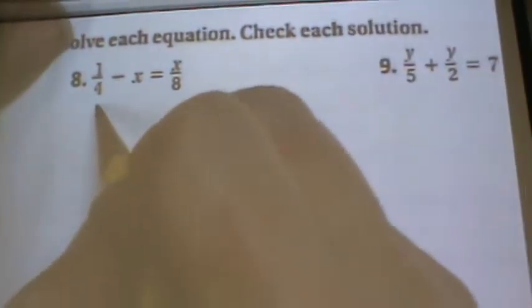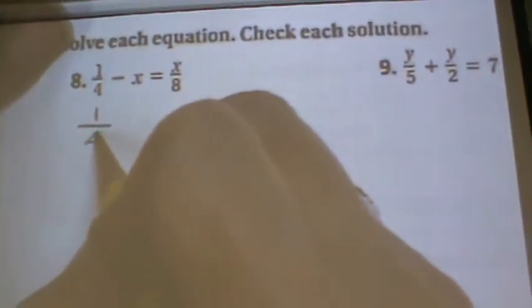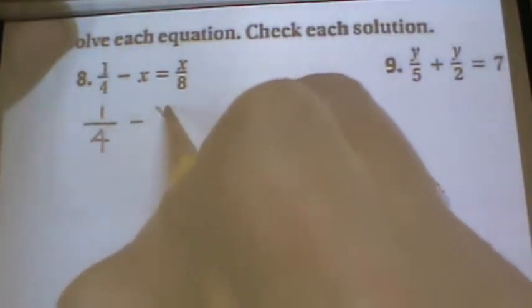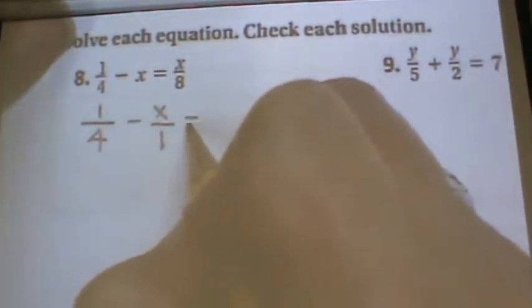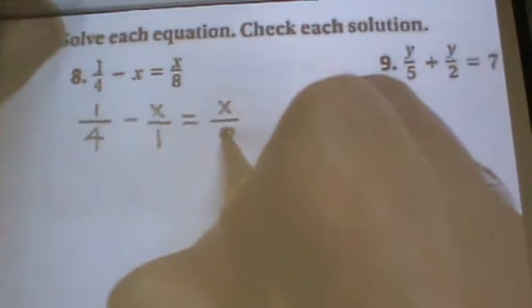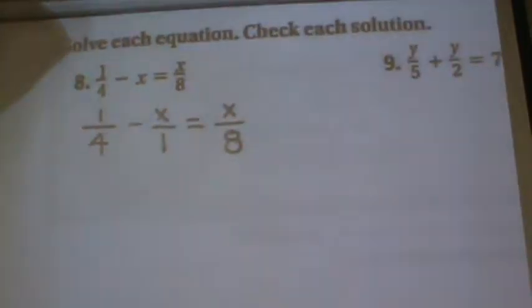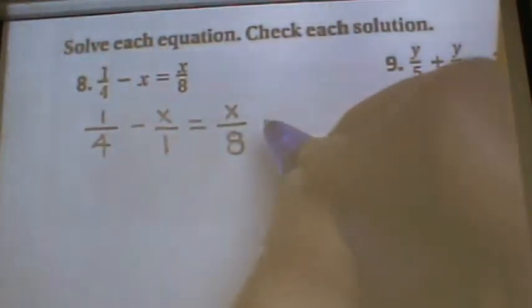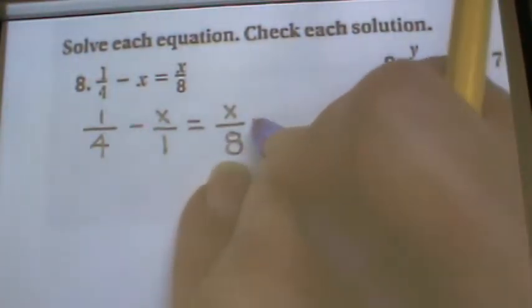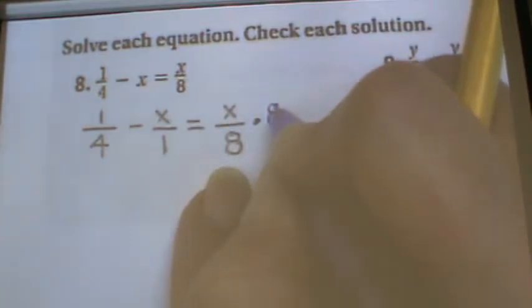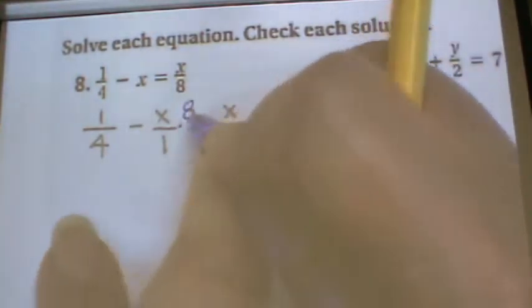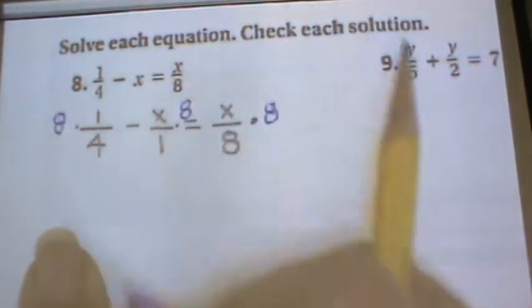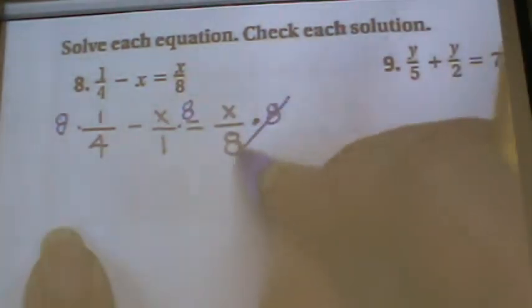Okay, so this first one, you have 1/4 minus... I like to make fractions. So could you tell me, and I will use a different color pen, what your common denominator would be? What's 4 and 1 or 8? 4 would not be enough. You need at least an 8. So you're going to multiply this by 8, this by 8, and this by 8. You get it? Because those will cancel.